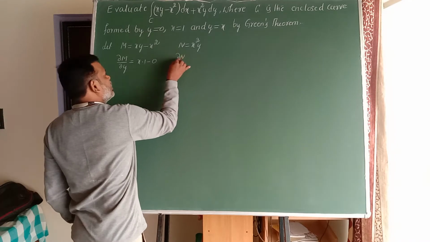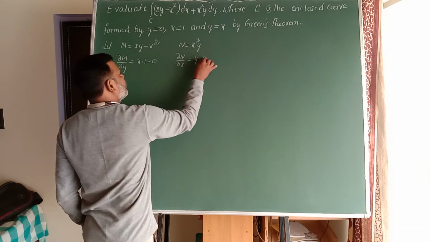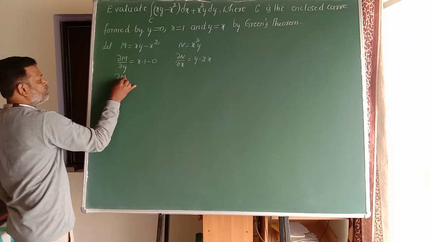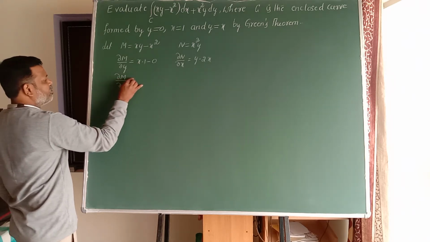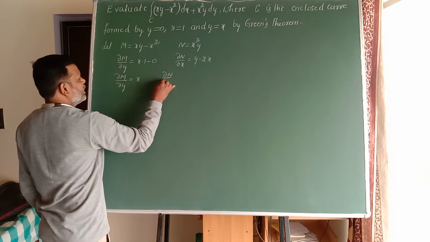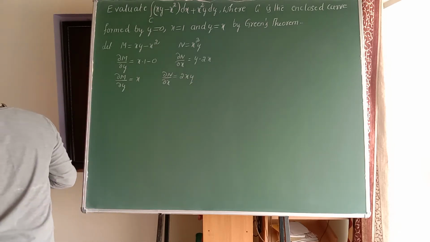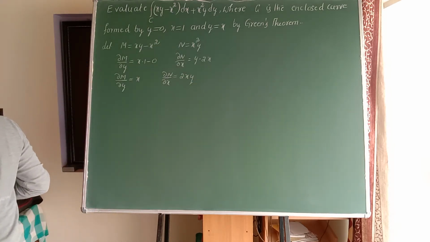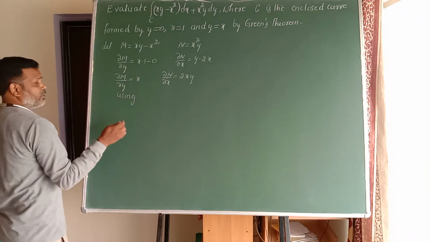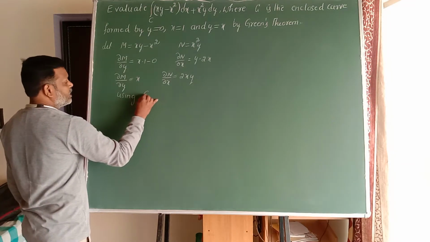Since it is a constant, the derivative is 0. And dou N divided by dou x: now y is constant, so y into x square, if you differentiate, is 2xy. Simplify this. So dou M divided by dou y is equal to x only, and dou N divided by dou x is equal to 2xy. Understand this: here we are not verifying Green's theorem, we are just going to find out those values using Green's theorem.